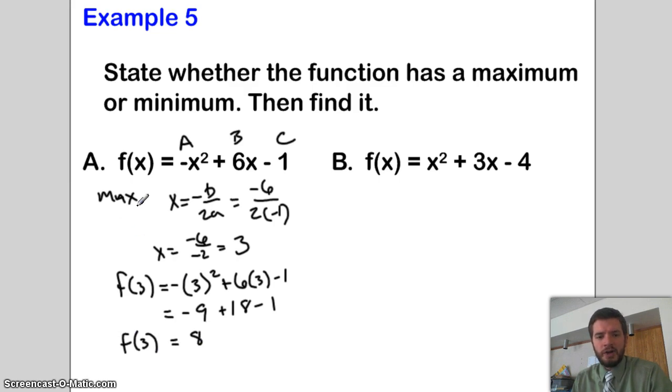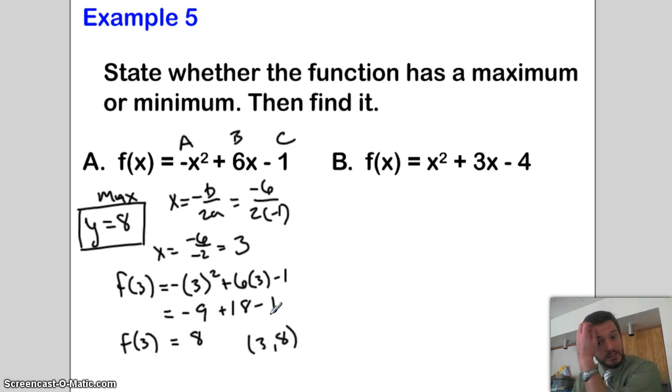So the maximum value on the y-axis is going to be y equals 8. All right. And that's just if we had found the vertex and I had stated it like this, like 3, 8. You could have said just that the 8 is that maximum. All right, so let's do another one.